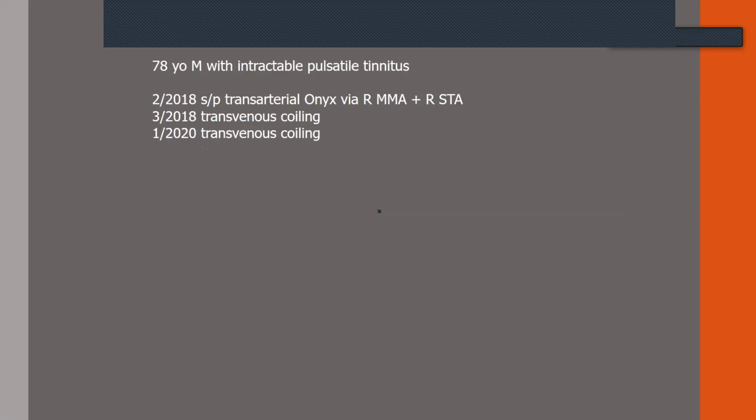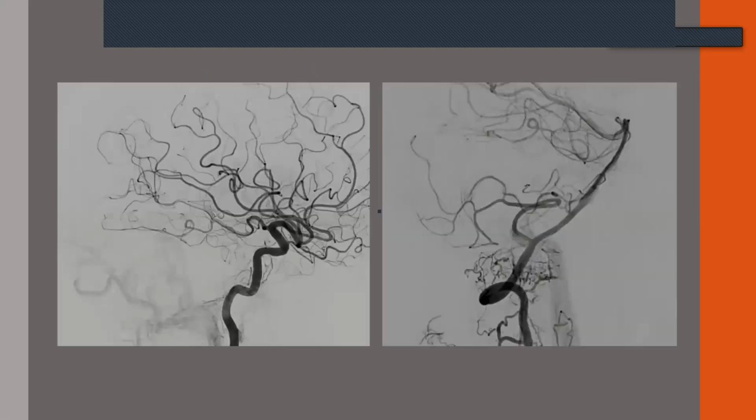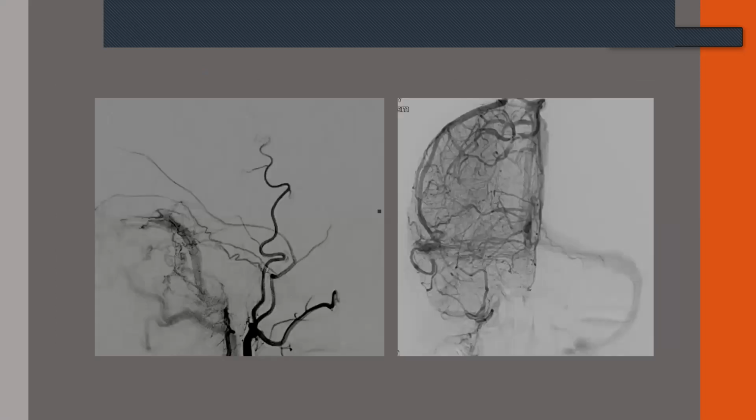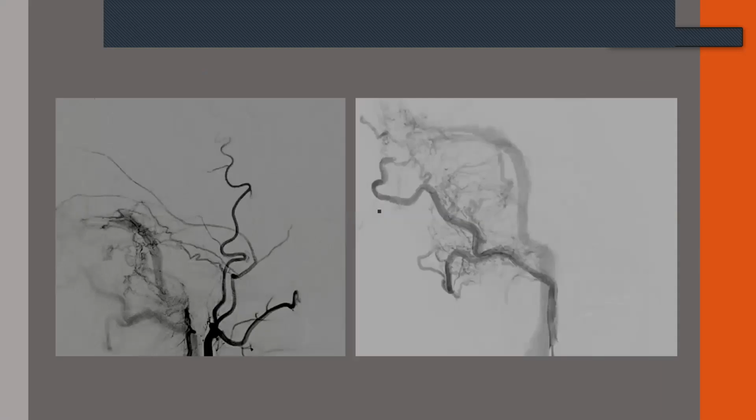I think this second to last case is kind of a variation on the same theme. This is a very similar guy who has a transverse sigmoid fistula, but oftentimes you're not able to get it all through a single approach. So we staged him. Initially we went through the arterial side and then ended up going through the venous side to coil it. And if you skip through these, you can see how extensive some of these end products can be.